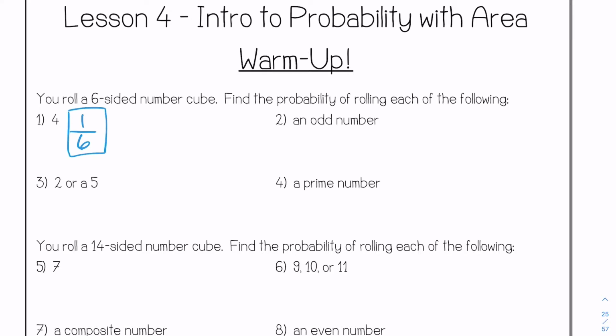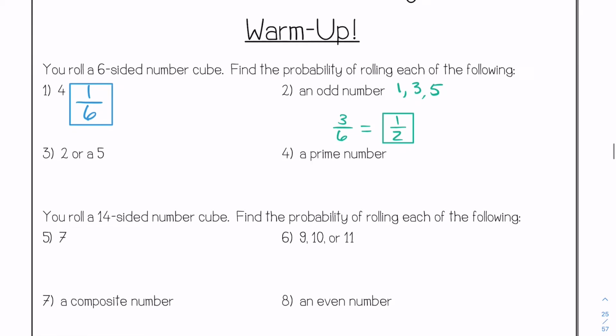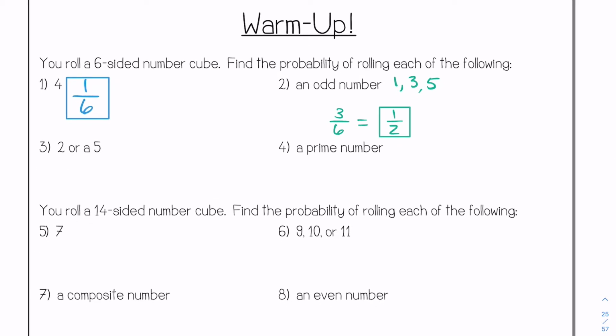For the next one, an odd number. Let's think about the odd numbers that we have. We have 1, 3, and 5. 2, 4, and 6 are even. So we have a 3 in 6 opportunity to roll an odd number, and we will simplify any probability to the simplest fraction, which is 1/2. A 2 or a 5, well, those are 2 out of 6 opportunities to roll, therefore it's a 1/3 probability.